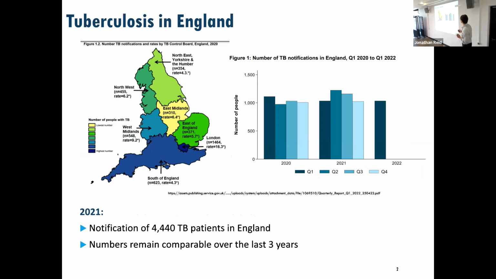The panel on the left shows the distribution of cases around the country. London accounts for 35% of the cases, with a very high rate as well in the West Midlands. It's very interesting if we look at the right panel: in the first quarter of 2022, the number of TB cases is very comparable to 2021 and to 2020, which means that we need efficient drugs just to solve this problem.